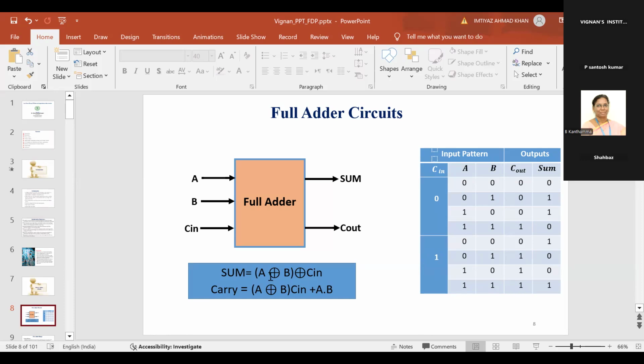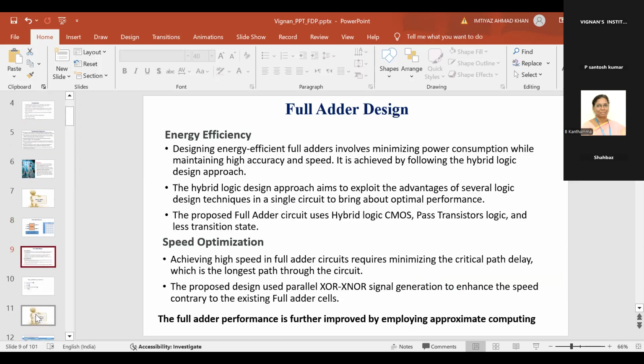sum are high. The logical equation of sum is equal to A XOR B XOR C in, and carry is equal to (A XOR B) into C in plus A and B. I have designed a lot of full adders at transistor level, so that's the reason I just explained what I have done, what I have achieved.